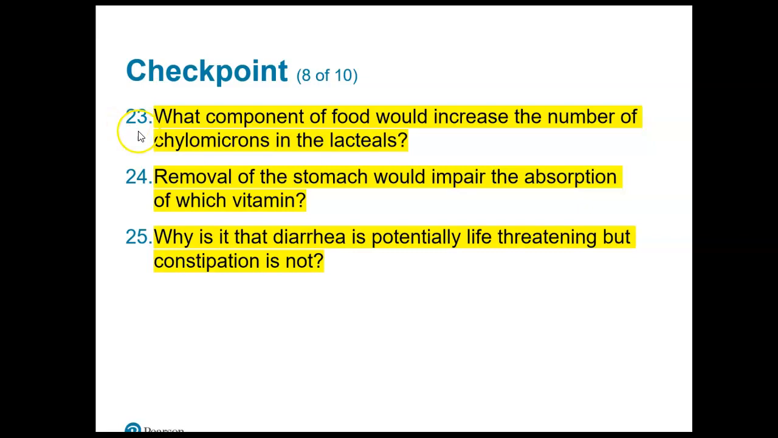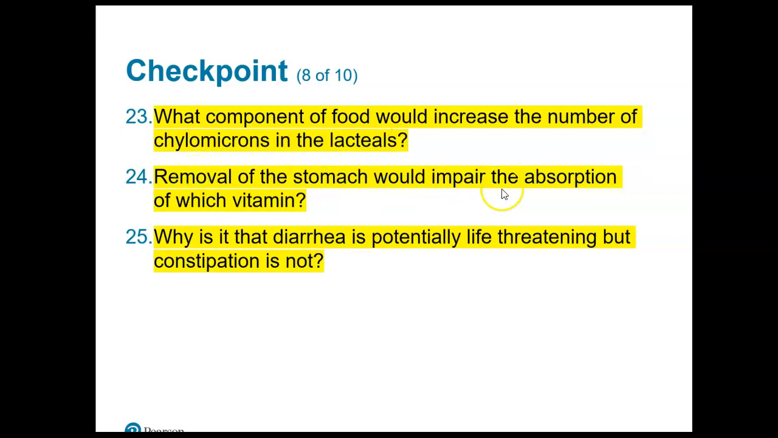All right, checkpoint question 23. What component of food would increase the number of chylomicrons in the lacteals? Well, it would be lipids. I would say lipids and proteins, because chylomicrons are lipids with proteins attached. So you'd have to be able to eat proteins for your body to make the proteins to form the chylomicrons. But I think what the question is asking is simpler than that. I think it's just asking you to know that it's fat.